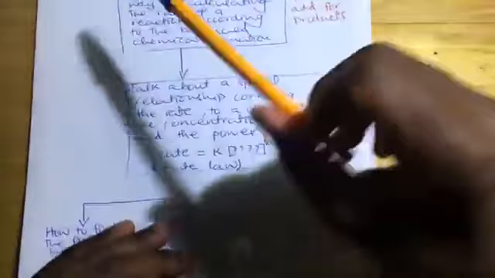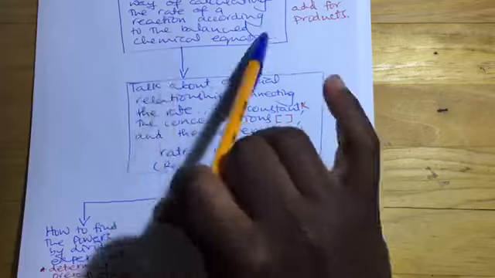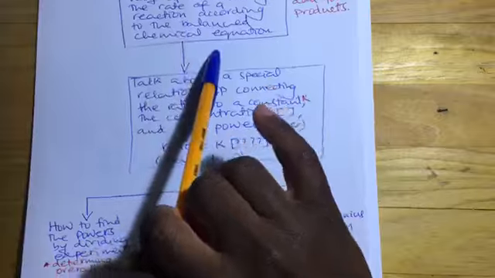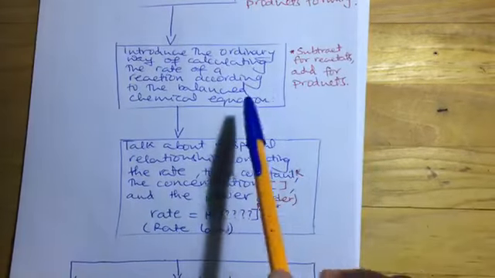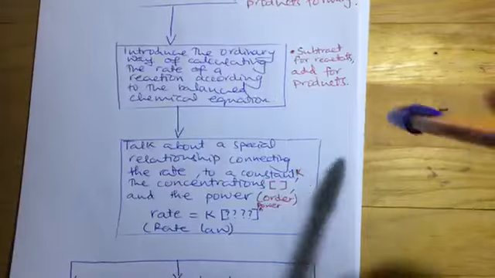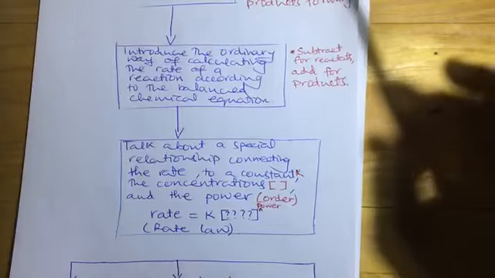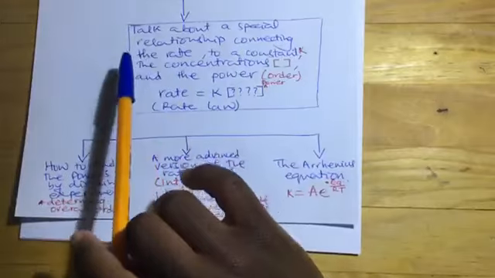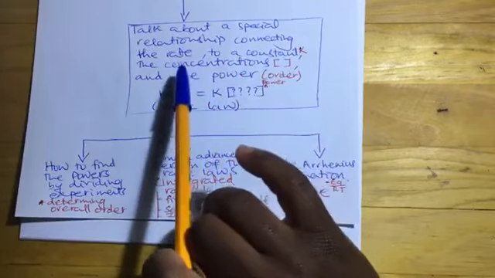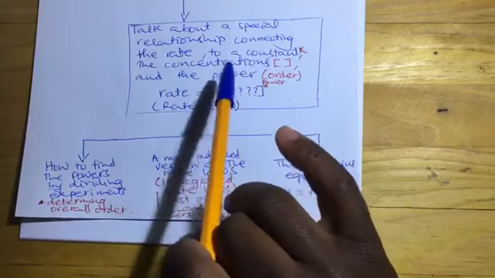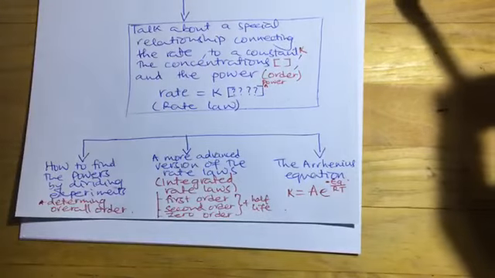Then we're going to introduce a way of calculating the rate of a reaction according to the balanced chemical equation. Subtract for reactants and add for products. I'm sure you remember something like this on the ICE table. Next, we'll talk about a special relationship that connects the rate to a constant K, the concentration and the powers. The powers will now be referred to as orders.